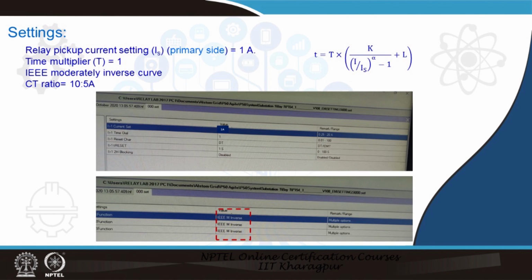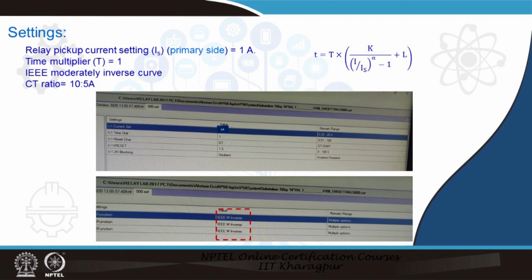But in practice, as already understood, the purpose of the CT is to downscale the current. So, here for the demonstration, when the corresponding system side current is 10 ampere, the corresponding relay current will be 5 ampere. So, we have taken a 10:5 ampere CT ratio for this purpose.